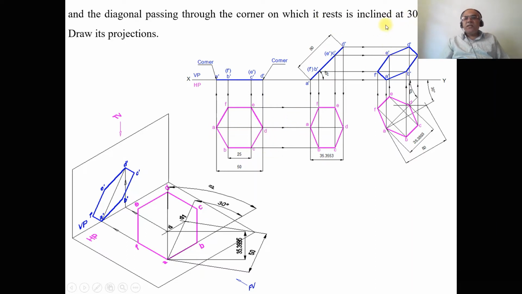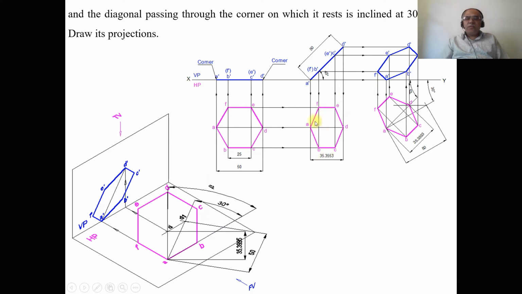As it says it is inclined to VP at 30 degrees, again he has given the true inclination, but here in the top view, as the diagonal is inclined to HP, you are getting the apparent length, while the inclination given is the true inclination. Therefore, according to the projections of lines, on the true inclination line you have to get the true length, and on the apparent inclination you have to get the apparent length.